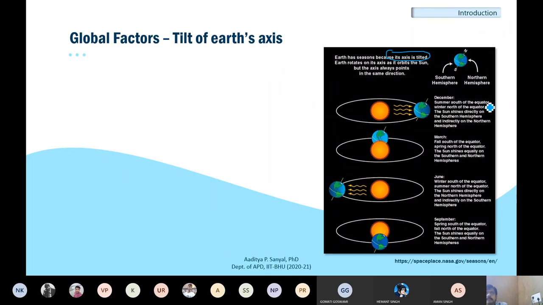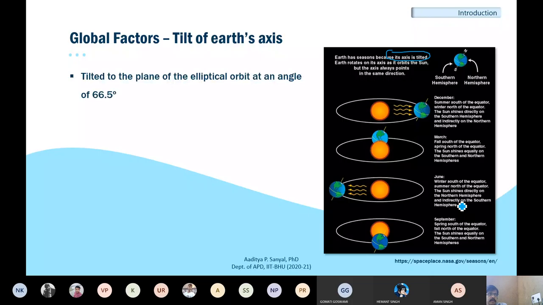Of Earth's axis. Earth rotates and the tilt leads to the generation of seasons in the northern and southern hemispheres. So it is summer south of the equator and winter north of the equator: the sun shines directly on the southern hemisphere and indirectly on the northern hemisphere, specifically when you are talking about December.